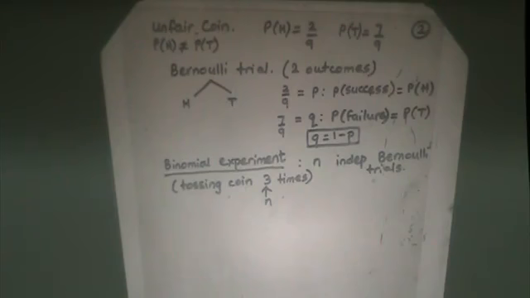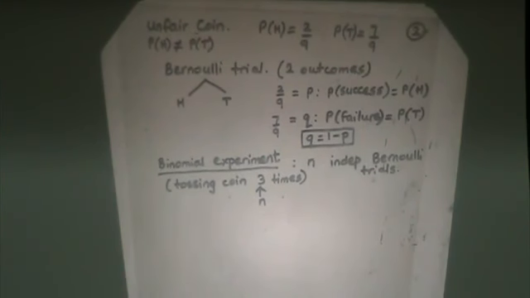So if I toss this coin 3 times, this would be a binomial experiment because every toss ends up in heads or tails. Every toss is a Bernoulli trial, and I have 3 independent Bernoulli trials. What occurs on the second toss is not impacted by what happens on the first toss, so they're independent. Right? Let's consider another binomial experiment.